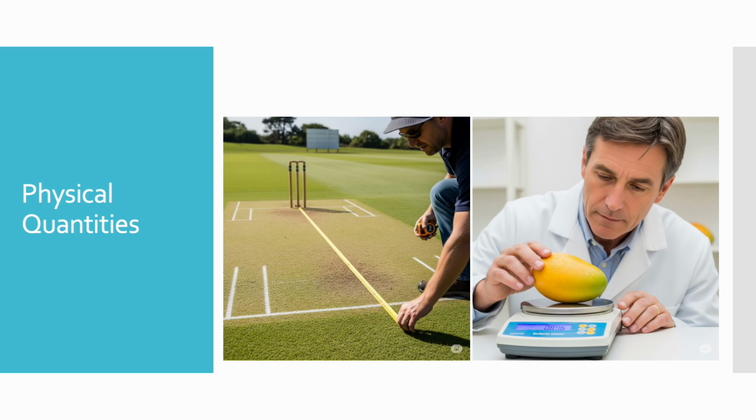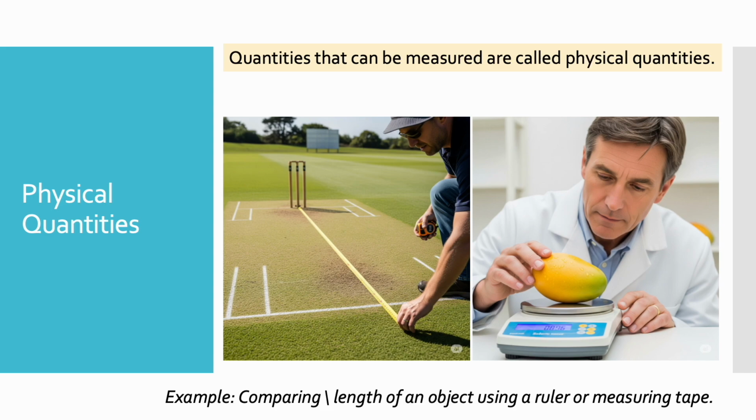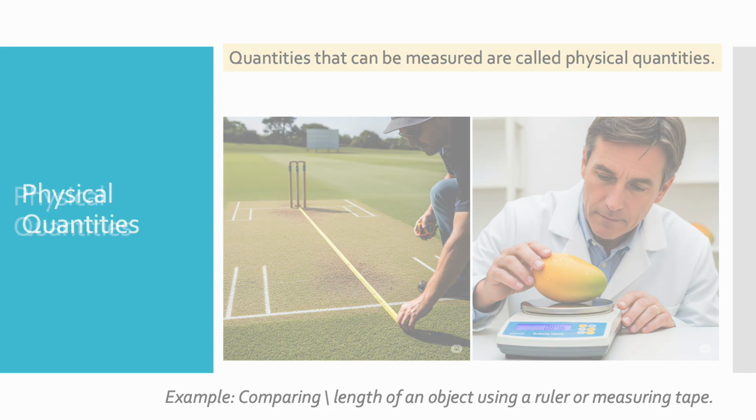Quantities that can be measured are called physical quantities. Physical quantities include length, mass, time, temperature, etc. For example, when we measure the length of a cricket pitch using a measuring tape, or when a person measures the weight of a fruit using a digital scale, they are working with physical quantities. So any property of an object that we can measure is a physical quantity.